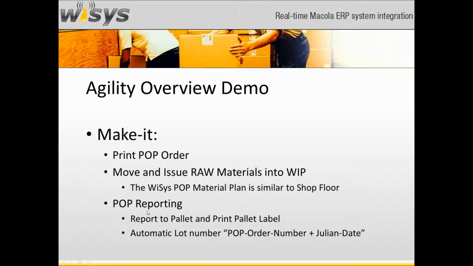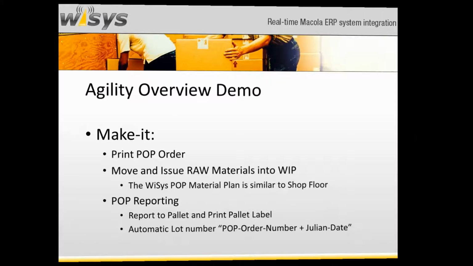And finally, we're going to report production. And we're going to report to the pallet and then print a pallet label. And you're going to actually see the reporting create that lot number that we looked at when we set up in the beginning. Okay, let's go on.